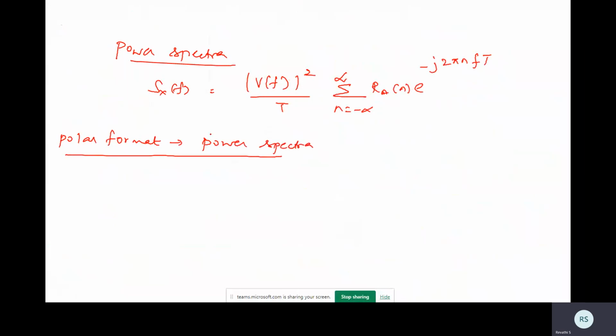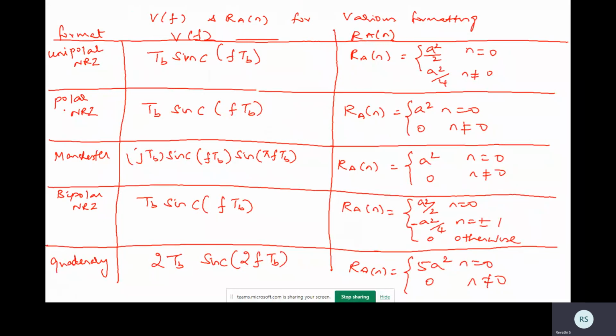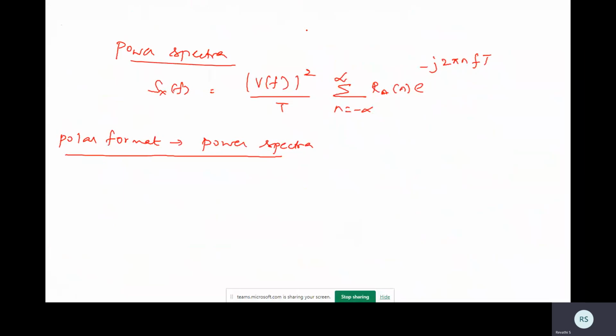For polar formatting, you can refer to this table. In this table, for polar NRZ format, what is V of f? V of f is TB sinc of f TB. And what is RA of n? RA of n exists only for n equal to 0, and when n is not equal to 0, it is 0. Within this summation, n takes values from minus infinity to plus infinity, but for polar formatting only n equal to 0 gives some value for RA of n. So we can take only RA of 0 and neglect all the other terms.